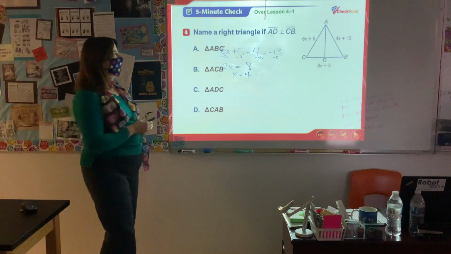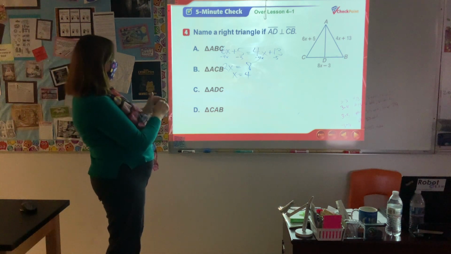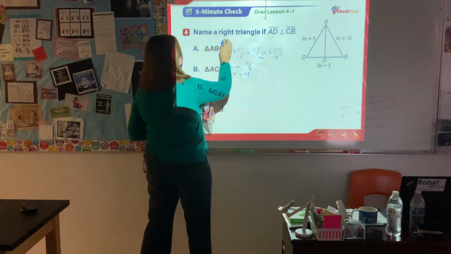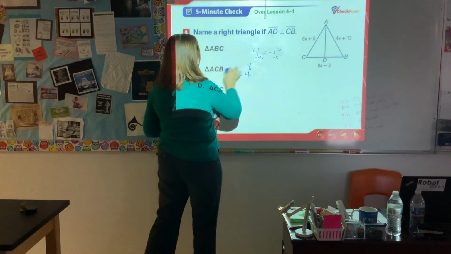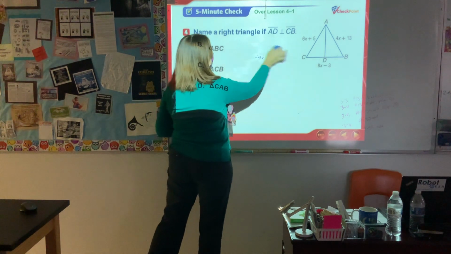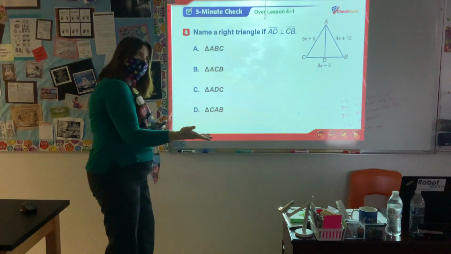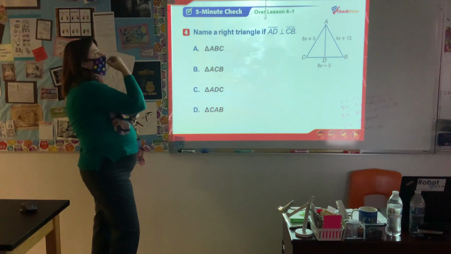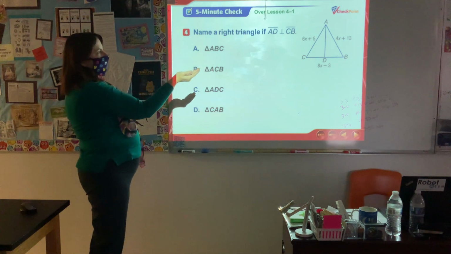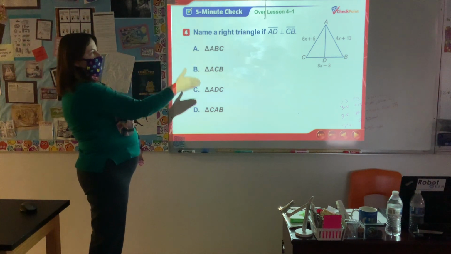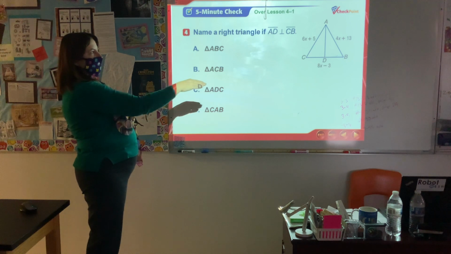But you notice that they use that same image, but they ask a different question. And this is quite often what I'm doing on our quizzes and tests, is we take the same image from the review, but we ask a different question that's also related. It says, name a right triangle if AD is perpendicular to CB.